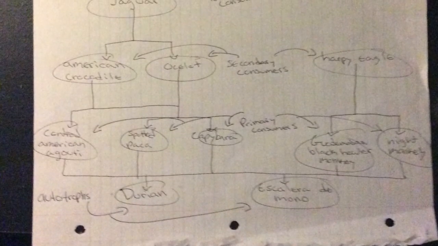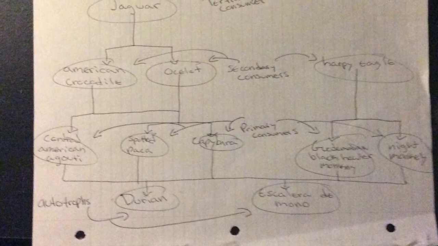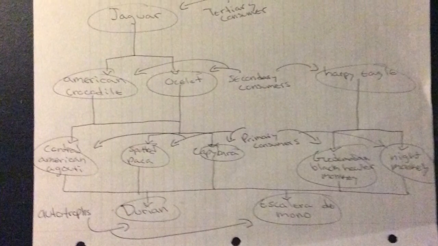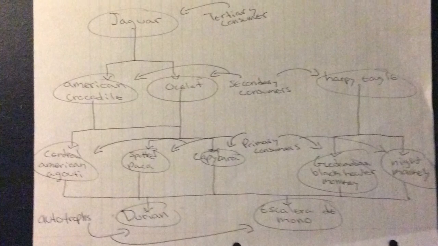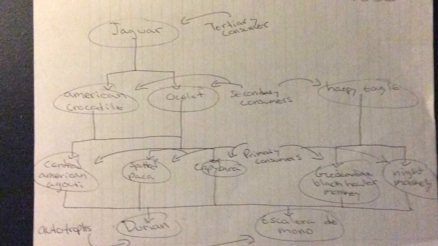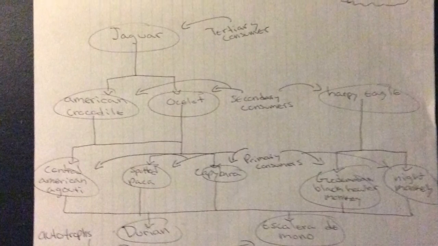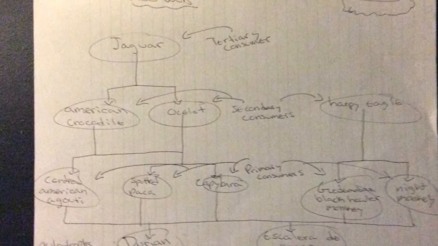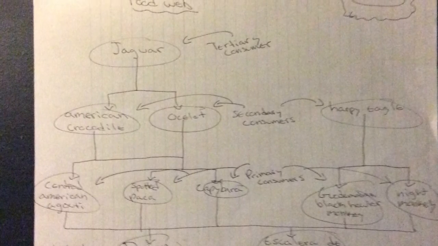The organisms that we used in the food web were autotrophs, also known as producers. They consisted of the durian, the Escalera de mono. Primary consumers consisted of Central American agouti, the spotted paca, capybara, Guatemalan black howler monkeys, and the night monkeys. Secondary consumers consisted of the American crocodile, the ocelot, and the harpy eagle. Finally, the tertiary consumer was the jaguar.